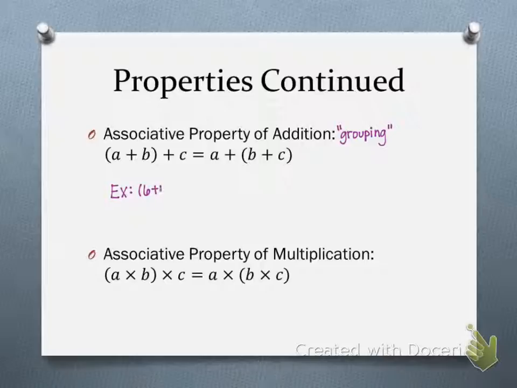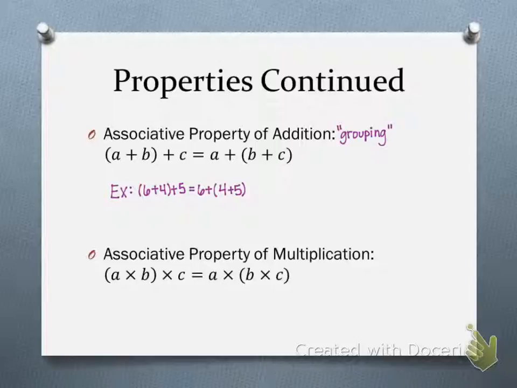So we have in parentheses 6 plus 4 and then plus 5, and we want to know if that equals 6 plus in parentheses 4 plus 5. So on the left, 6 plus 4 would give us a 10. 10 plus 5 is 15. Using our order of operations on the right, we would add 4 plus 5 first, which would give us 9. Then we would add 6, which also gives us 15. So we know addition is associative. So use your grouping. It doesn't matter which order you add them, you'll get the same thing.